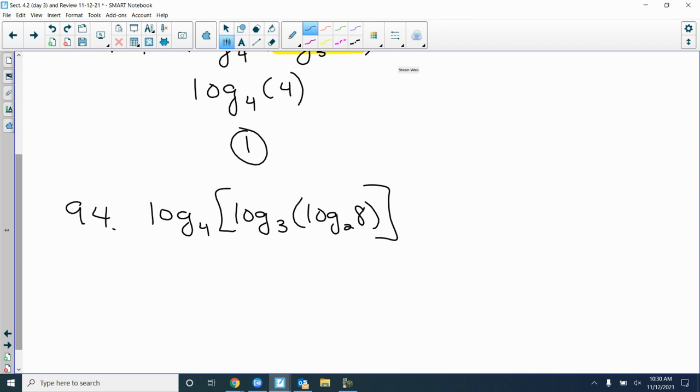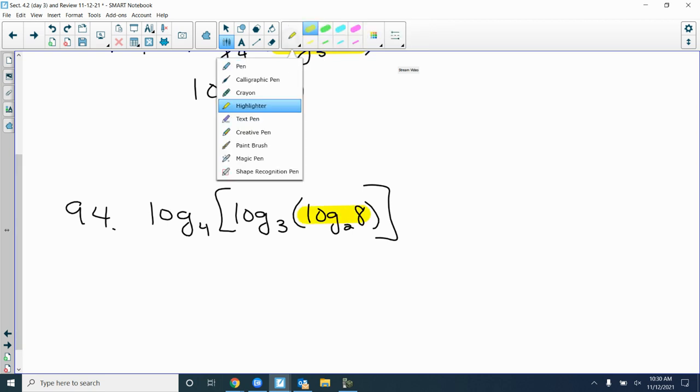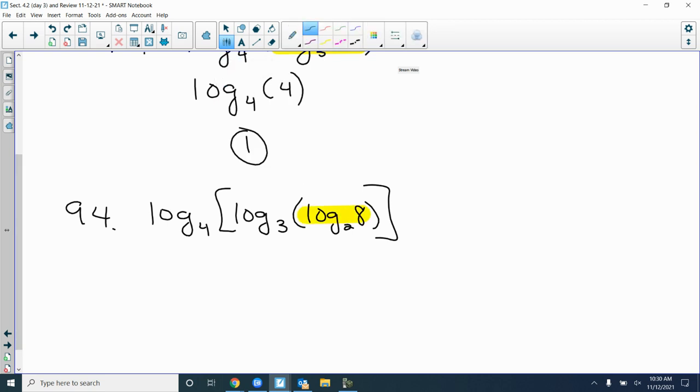We have to start, because I can't figure this out yet since I don't have a constant. I've got log base 2 of 8. I can figure that out. 2 to what power equals 8? That would be 3. So that gets replaced with a 3. Log base 4 of log base 3 of 3.